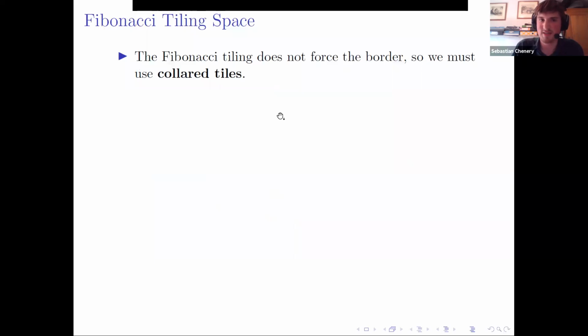So I'm going to do this by an example. We have to work with things that are called collared tiles in the case of the Fibonacci substitution, which I gave an example of earlier, because it does not force the border. So the idea is to create a complex by gluing together tiles in such a way that it remembers how tiles can link together, when you're looking at the rules of how the tiles can neighbor each other.